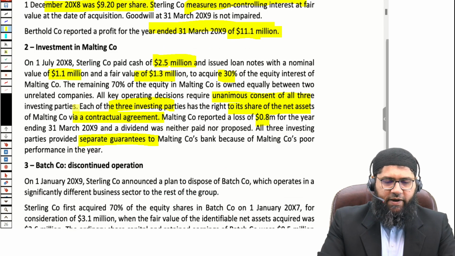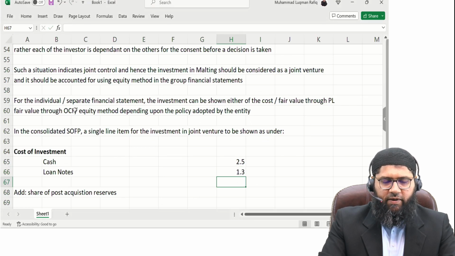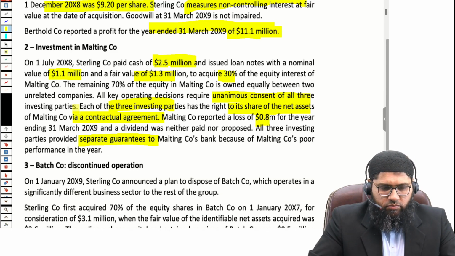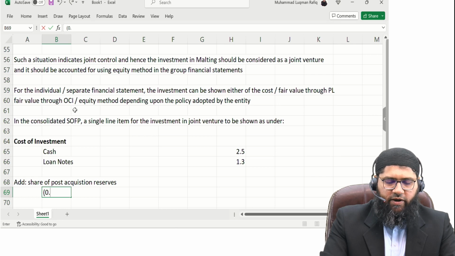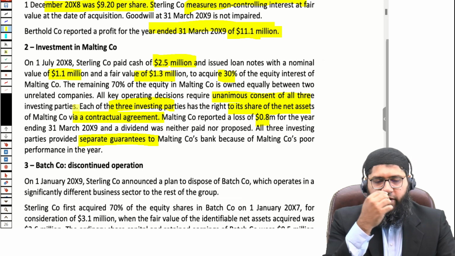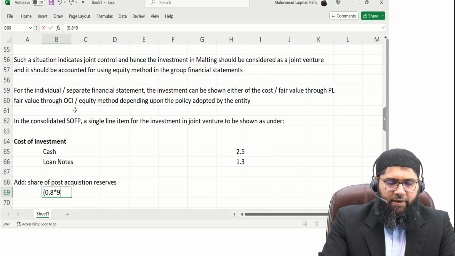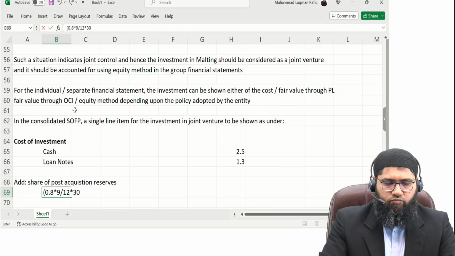So how much cash have you paid? 2.5 million. What is the fair value of the loan note? That's 1.3 million. Add the share of post acquisition reserves. So what actually happens is that it has to be 0.8 million multiplied by, you acquired on 1st July, right? And we're talking about a year end of 31st March. So that means multiply by 9 divided by 12, multiplied by 30%.